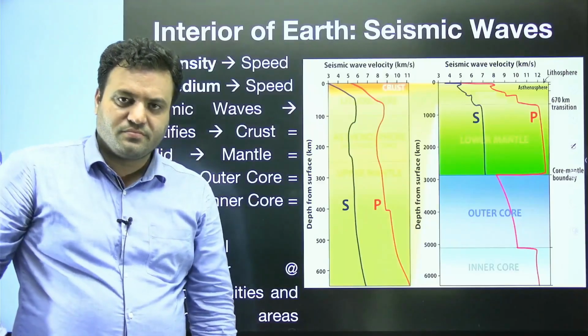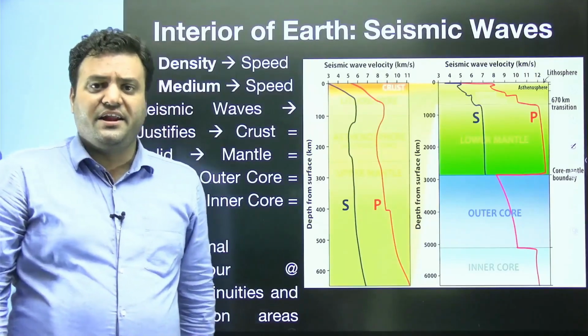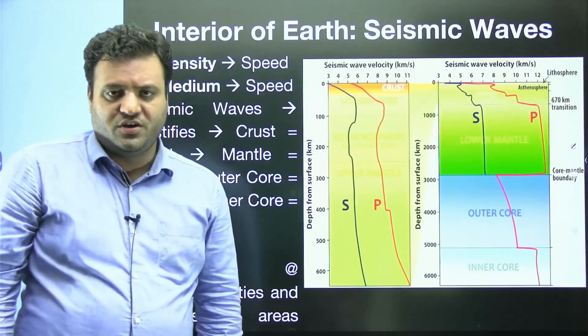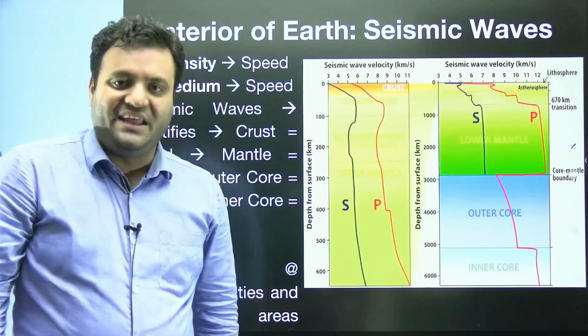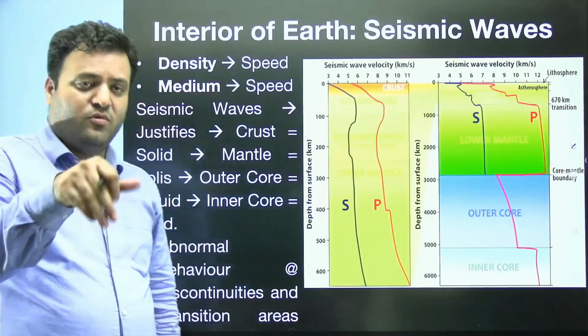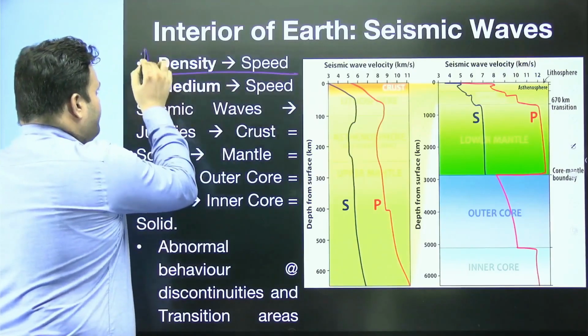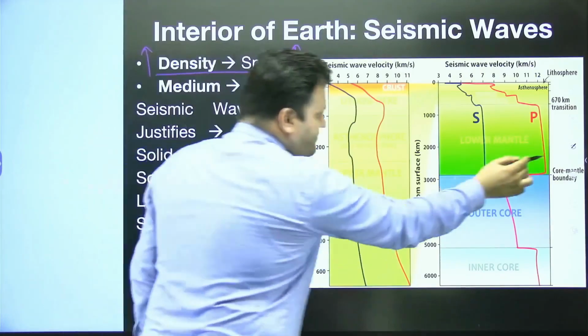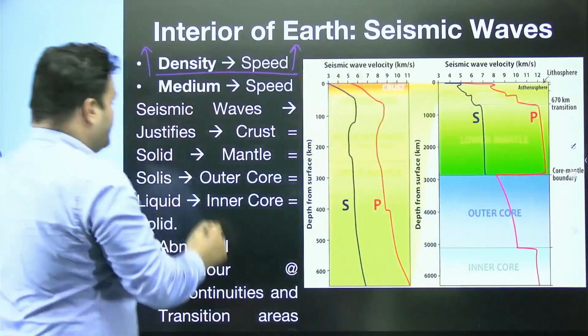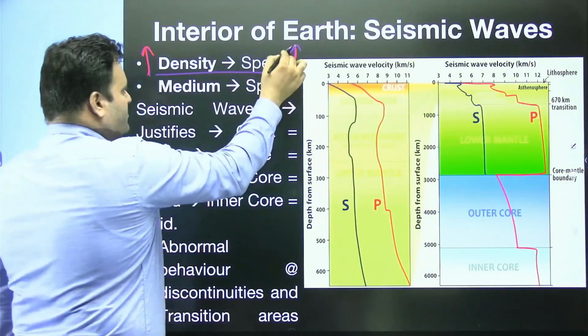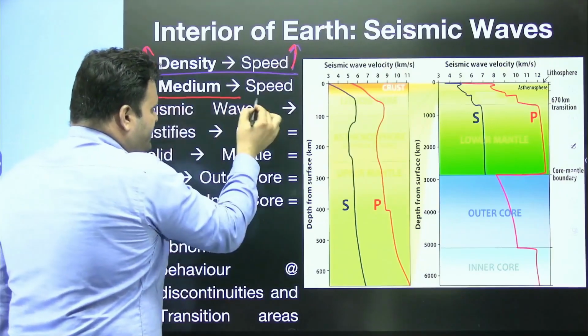Density is clearly demarcating the composition of our Earth's parts. Let's have a more deep dive. When the density is greater, speed would also be greater. If the medium is changed, speed would also change.